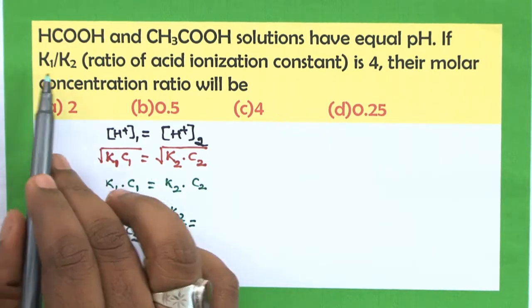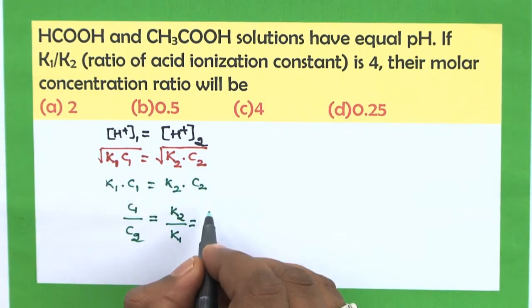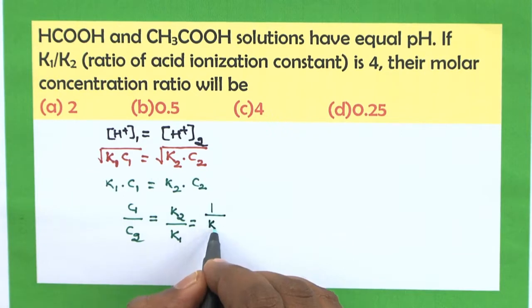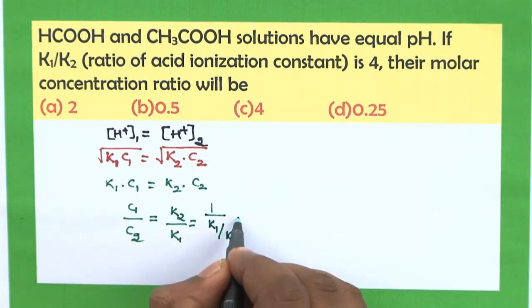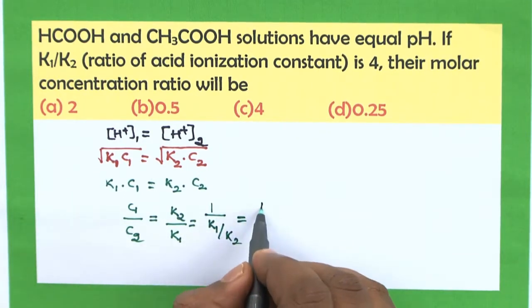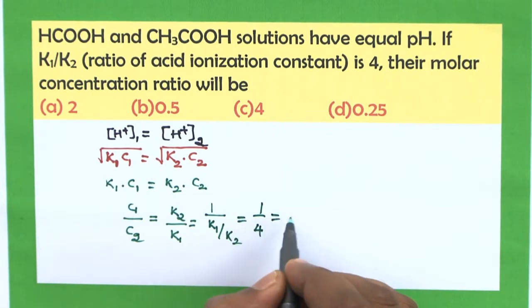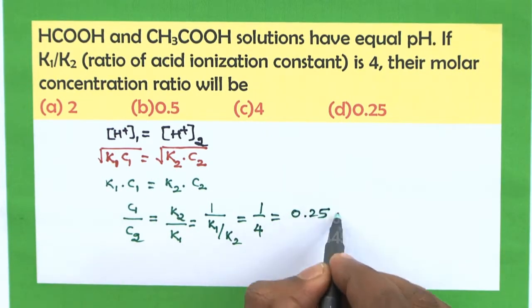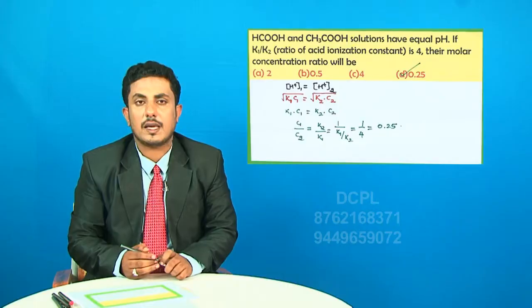But they have given us K1 by K2 ratio as 4. So I can write this as 1 divided by K1 by K2. That is 1 divided by 4, that is 1 by 4, that is nothing but 0.25. Hence option D is the right answer.